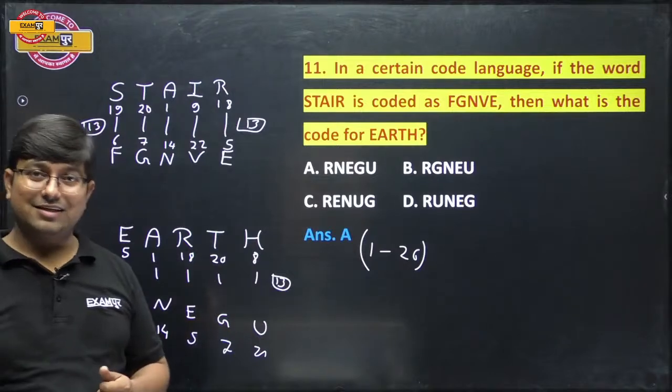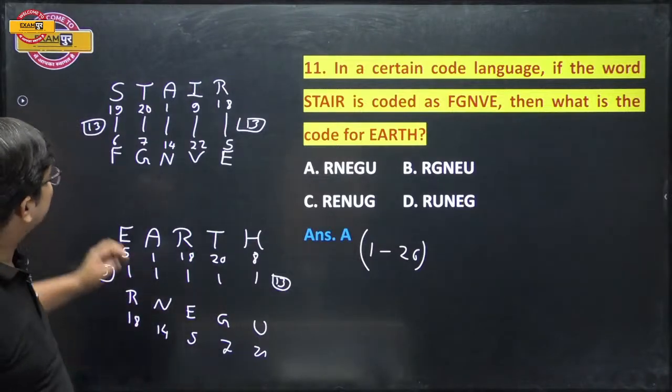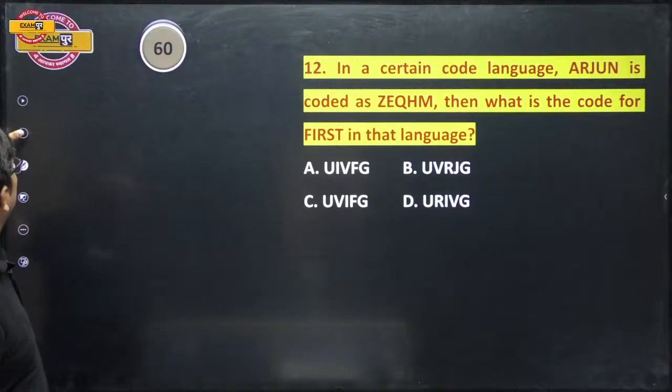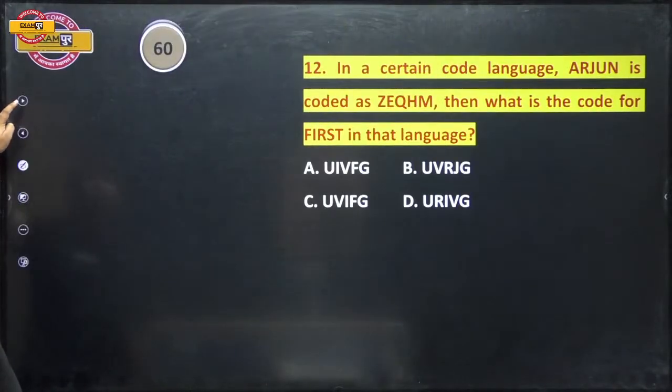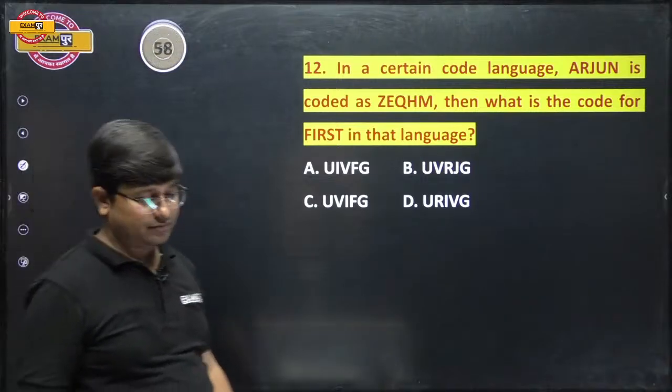All right. Getting it or not, everybody? Moving ahead. I hope all of you are getting this. R, N, E, G, U. How and why? I hope all of you have got this. Moving ahead, my dear students. Solve this one.